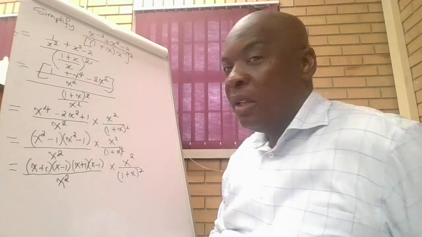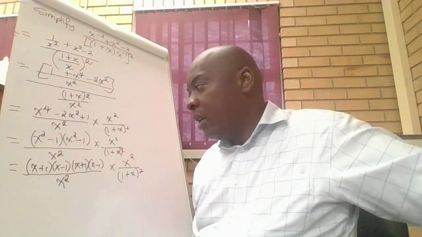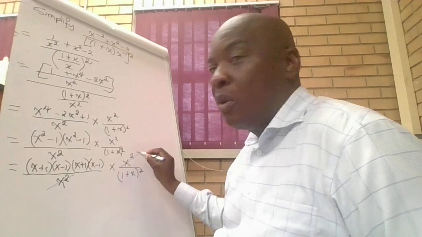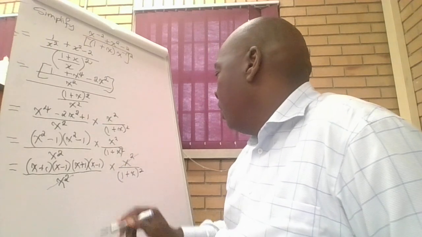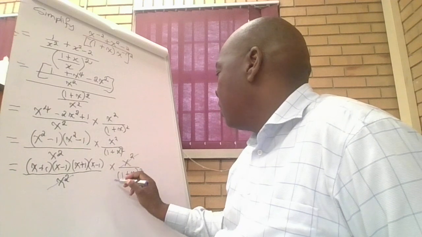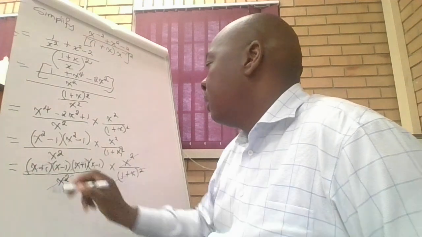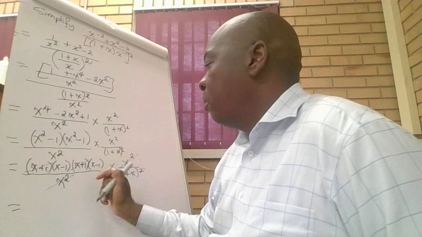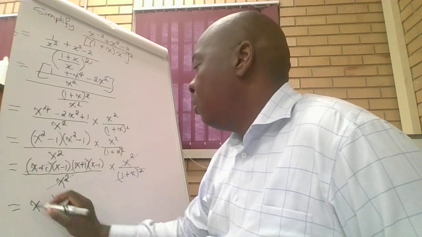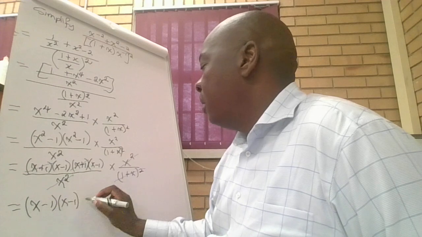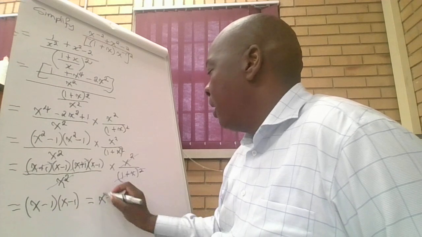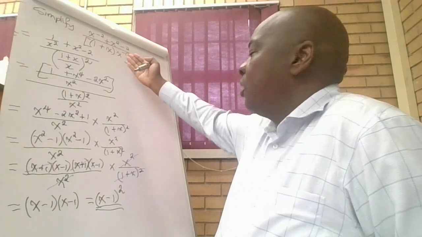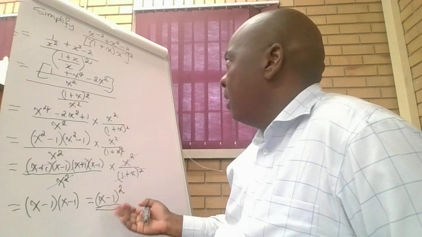So you can quickly observe here that there are some things that can cancel out. For example, here you can see that x squared and x squared can cancel out. And I've got x plus 1 or 1 plus x here squared. So this and that can go away. So what is ultimately left here is this bracket times that bracket, which is x minus 1 times x minus 1, which is the same thing as x minus 1 squared. So we have simplified this particular fraction to reduce to be x minus 1 squared.